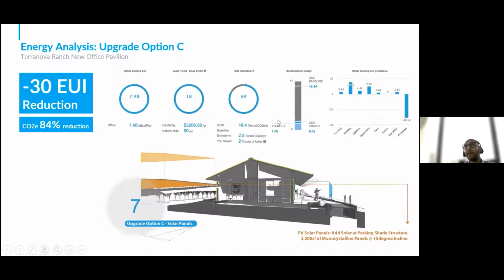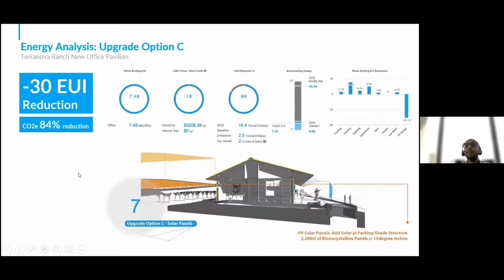Then they went for a third option in which they added solar PVs on the parking shade structure. And they added a lot of solar PVs because they've already optimized for the systems. They've already optimized for the passive side of things. So once they did that, they could see a massive reduction and also a lot of operational carbon reduction in EUI and carbon both. So now their EUI is at 7.48.